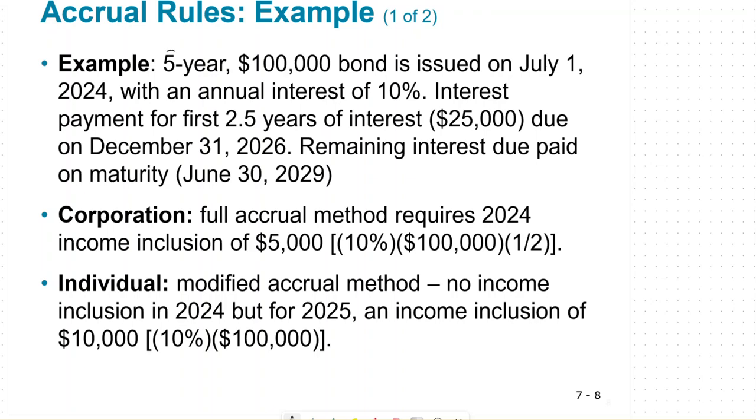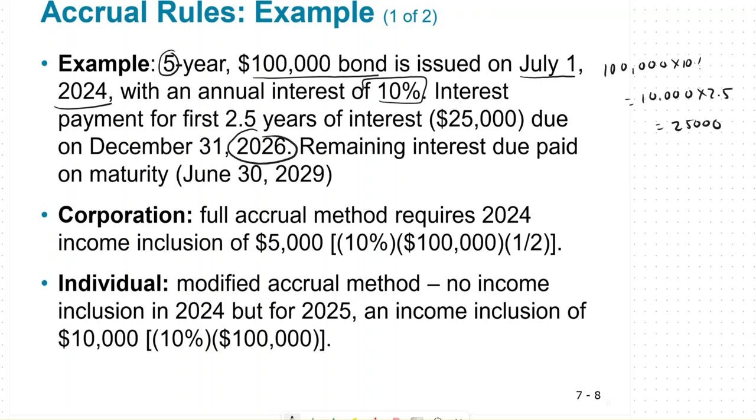Say a 5-year, $100,000 bond is issued on July 1st, 2024, with annual interest of 10%. The interest payment for the first 2.5 years is $25,000. How is it calculated? Multiply by the 10%, which gives you $10,000, and then multiply by 2.5, which gives you your $25,000 due in 2026. The remaining interest will be paid in 2029.